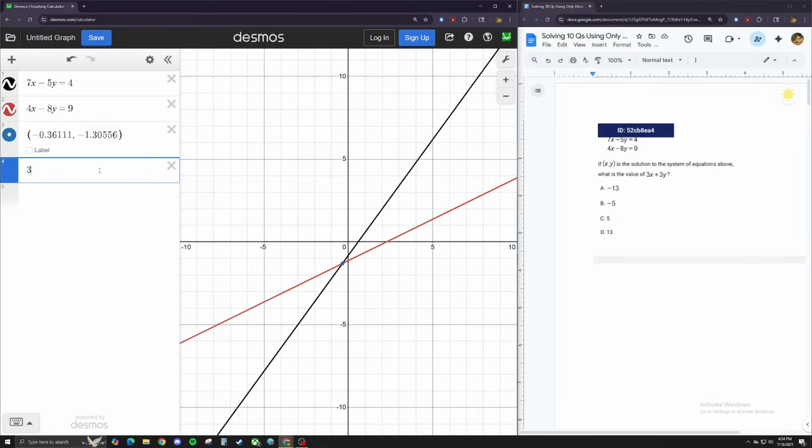But it's asking for 3x plus 3y, which we could just do directly into Desmos again. And so the answer is -5.